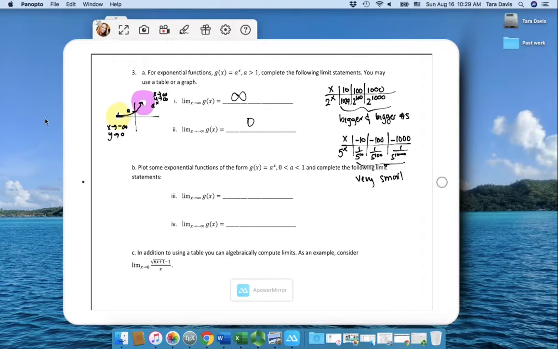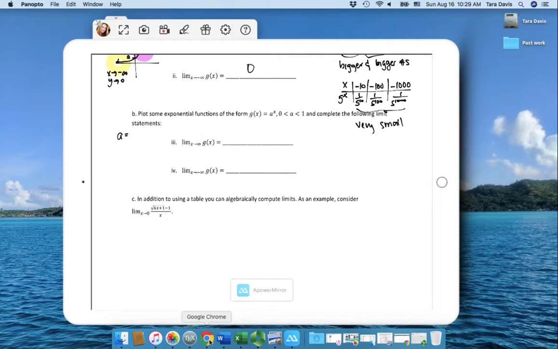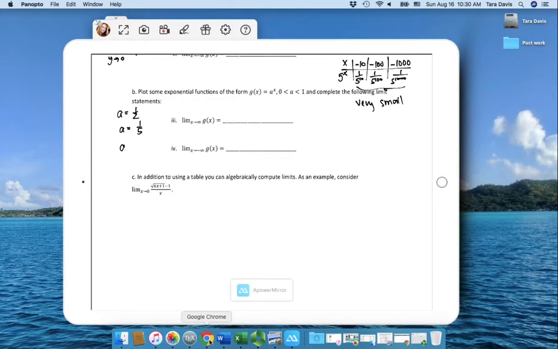And then in part B, let's see if it makes a difference if a is a number between 0 and 1, such as 1/2 or 1/5 or 1 over e or something like that. In part B, it asks us to plot some exponential functions to consider the limit statements. So let me plot a couple in Desmos just for fun. Let me plot it for, say, a equals 1/2, a equals 1/5, and a equals 1 over e. And we're going to be plotting a to the x, okay?